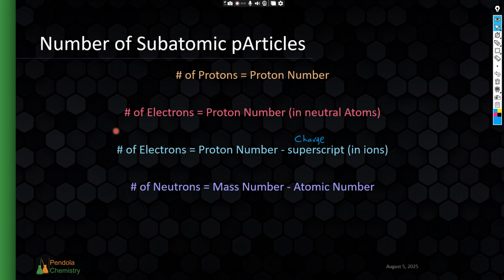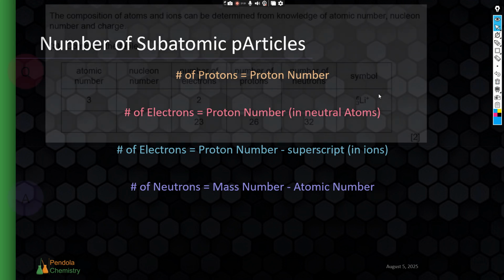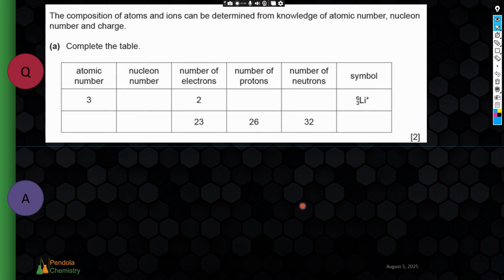So now that we know this, let's put this to the test. So the last thing we're going to do here is look at an actual AICE Cambridge question. And this is a question that actually comes up a lot, almost in every paper too. The composition of atoms and ions can be determined from the knowledge of atomic number, nucleon number, and charge. Complete the table. So here what we have is two lines on a table, which give us the atomic number, nucleon number, number of electrons, number of protons, number of neutrons, and the symbol for different isotopes, atoms, whatever you want to call them, including the charges.